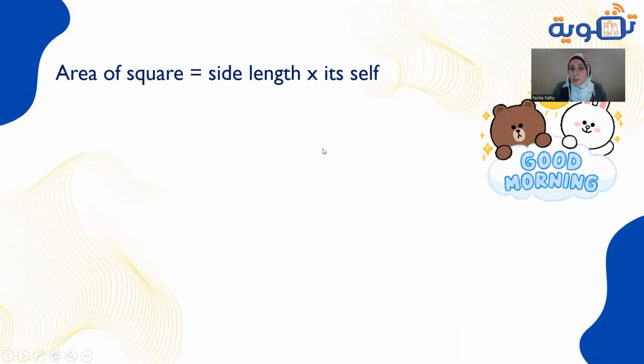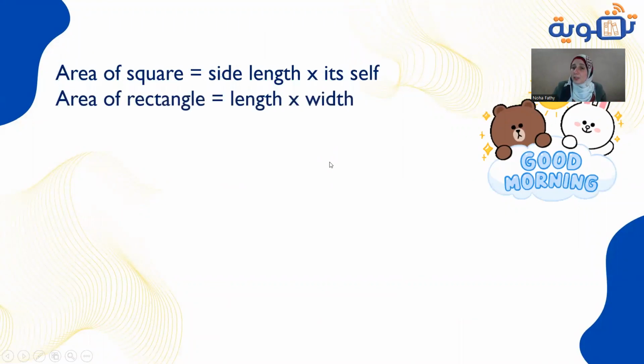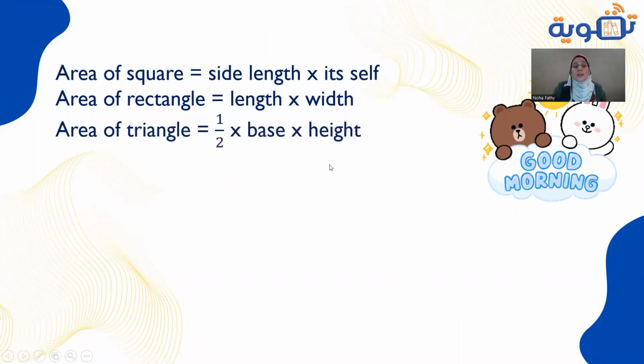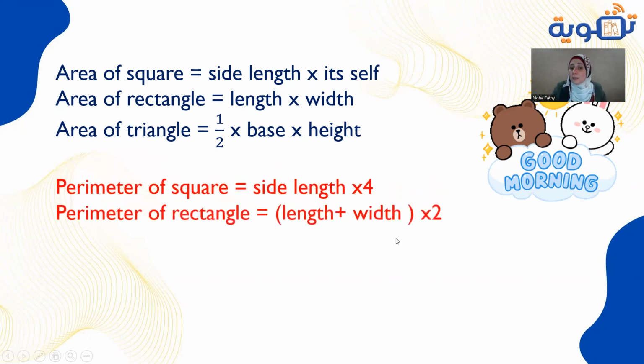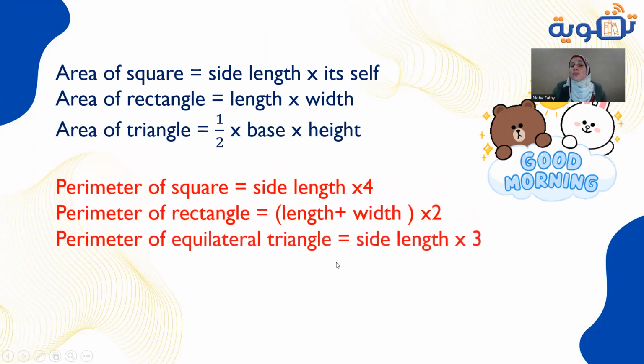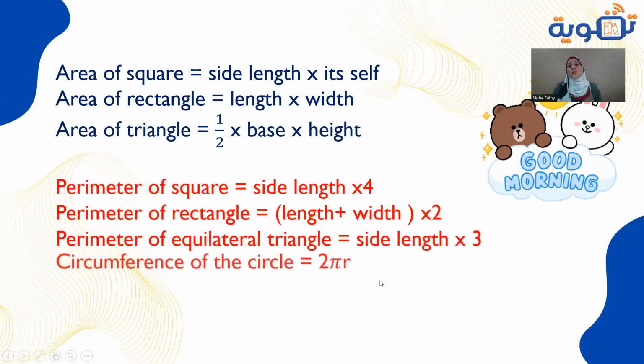Area of the square, side length times itself. Area of rectangle, length times width. Area of triangle, half times base times height. This rule is very important and we will use it many times. Perimeter of the square, side length times 4. Perimeter of rectangle, length plus width times 2. Perimeter of equilateral triangle, side length times 3. Circumference of the circle, 2 pi R.